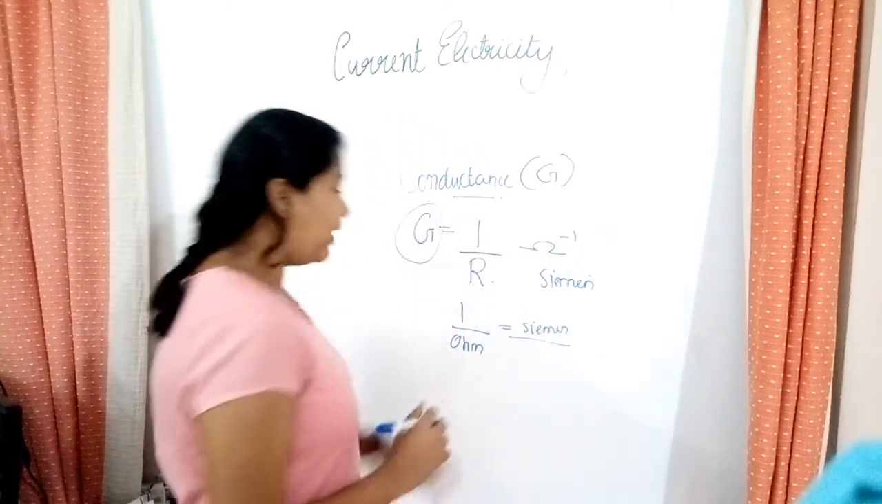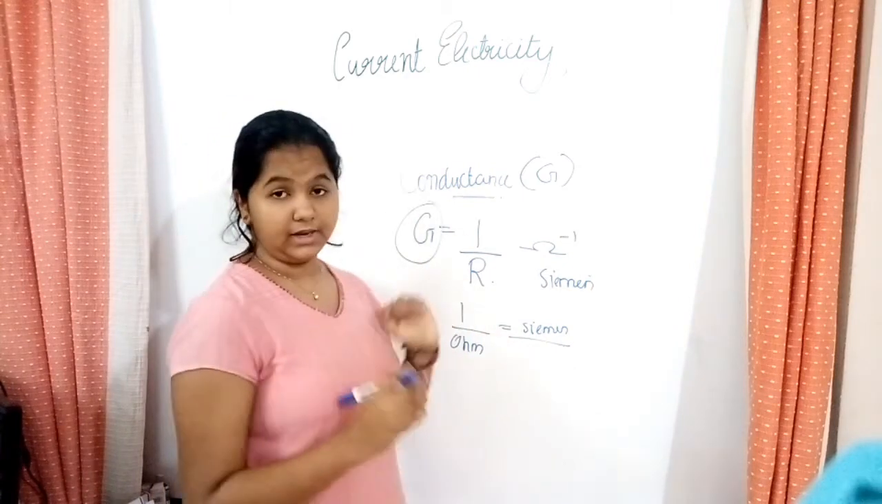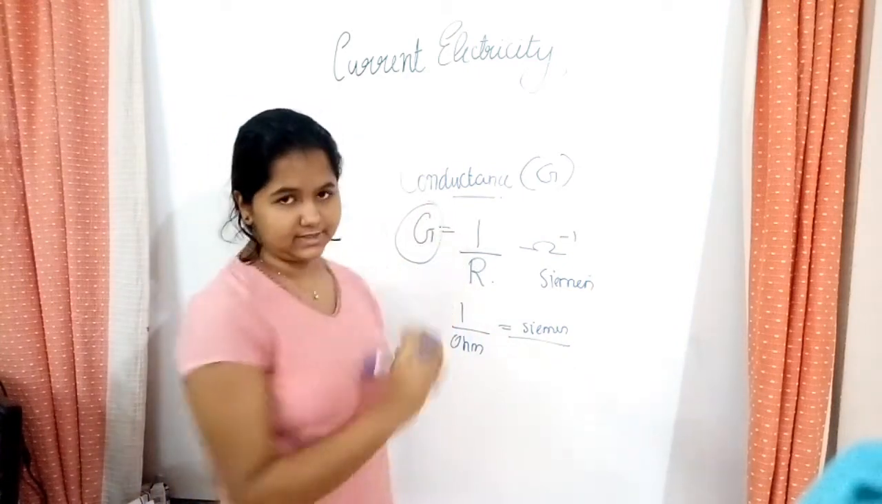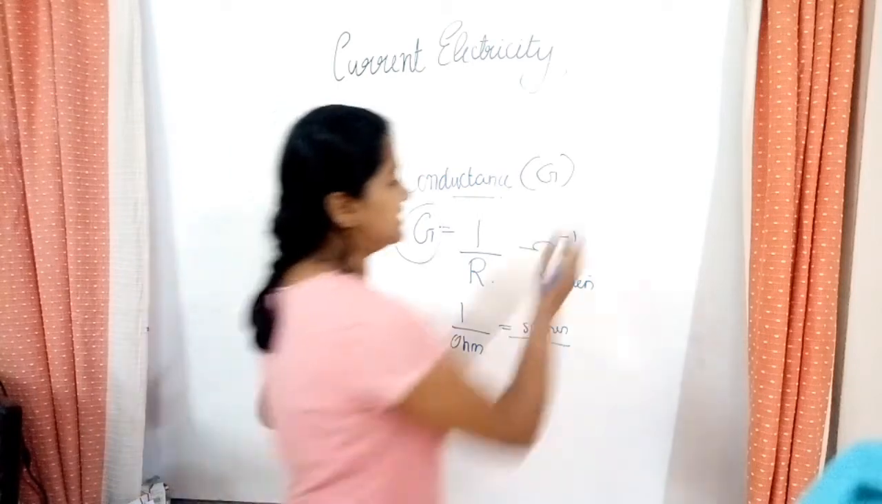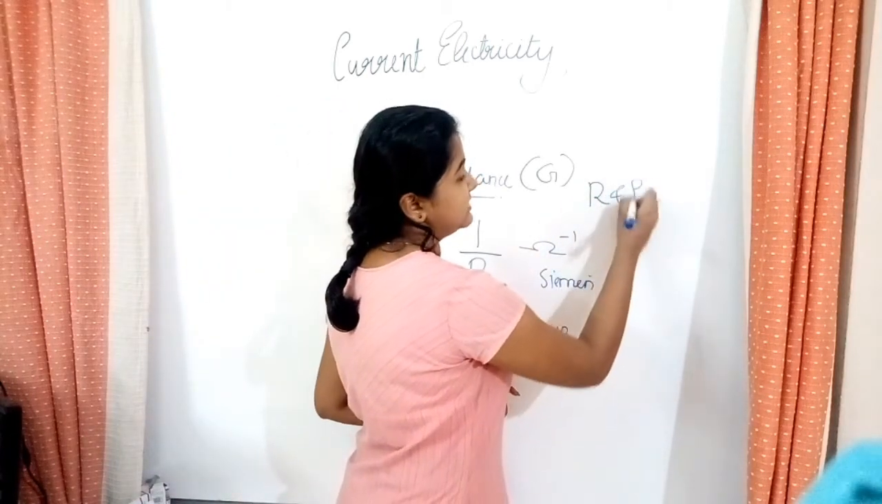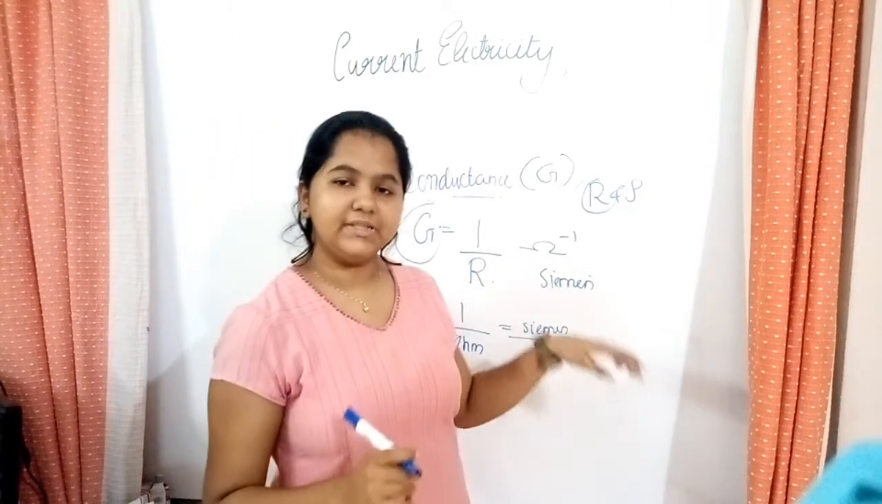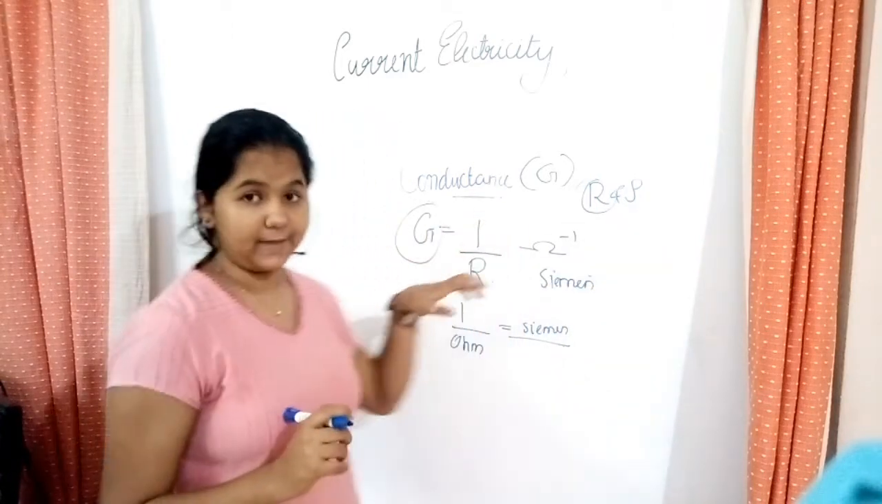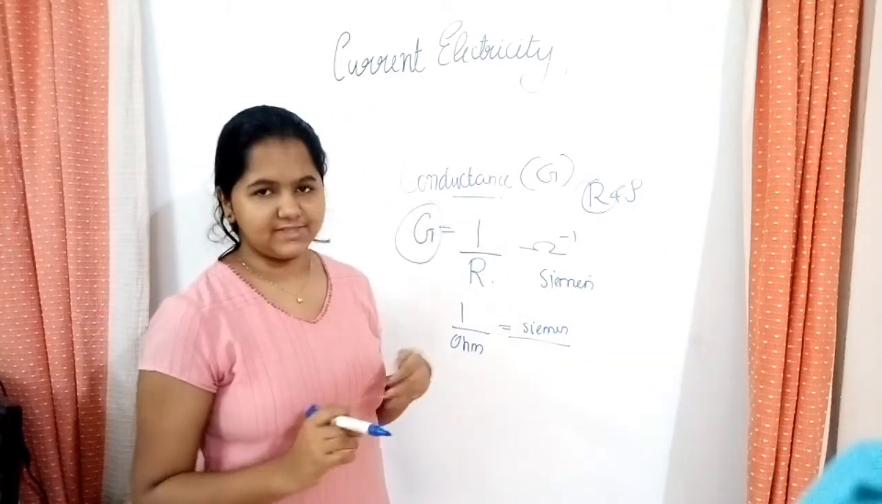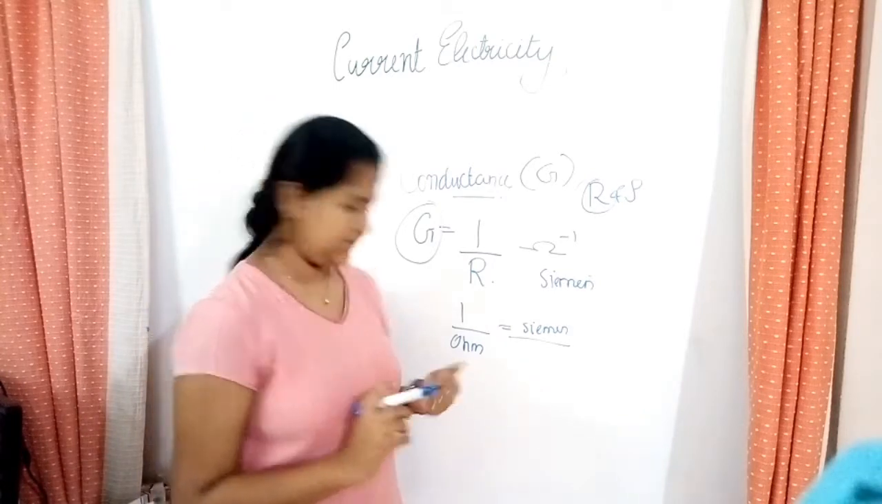Now we learned about conductance. We learned about resistance and resistivity. If the reciprocal of resistance is conductance, what would be the reciprocal of resistivity? Conductivity. So let's see what is conductivity.